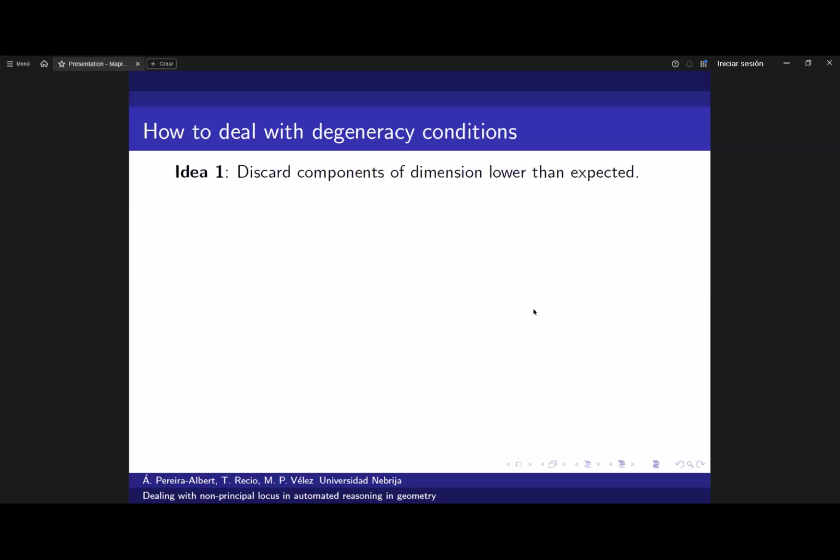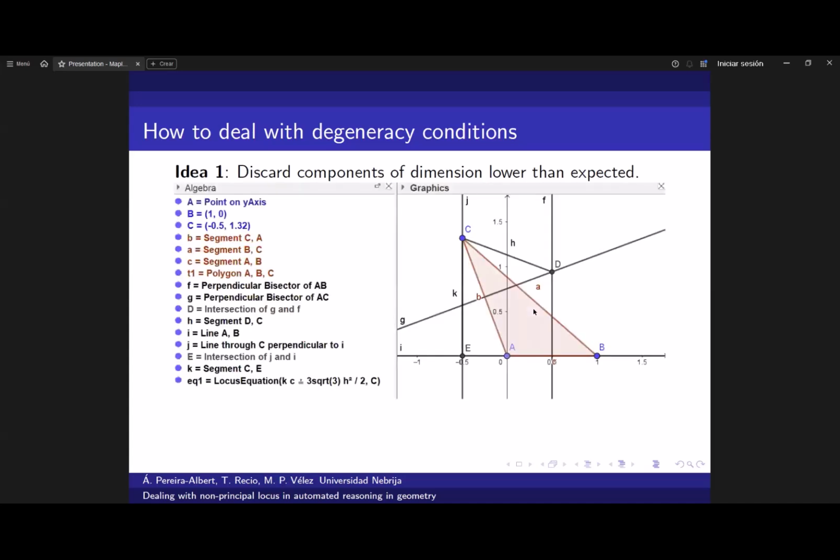And now, how can we deal with degeneracy conditions? In this example, we've seen that the degenerate components were 2 points, so they were 0-dimensional, and the expected locus variety, the 0 set, was 1-dimensional. So we could just try to discard components of dimension lower than expected, but this doesn't work.